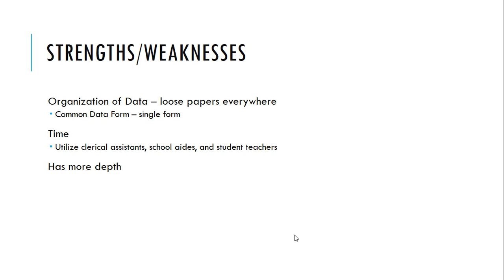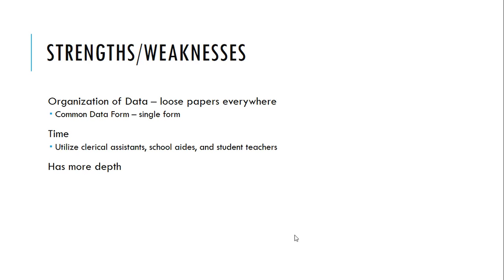So one way that they said that you could make this maybe into a strength would be that you're looking for a common data form where you're putting all the information into one single form, and then that way you're able to find it easily, but you're also able to look at it easily and reference it as you may need.